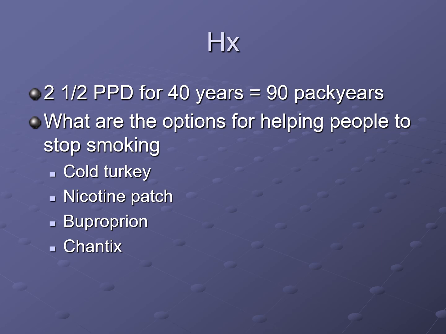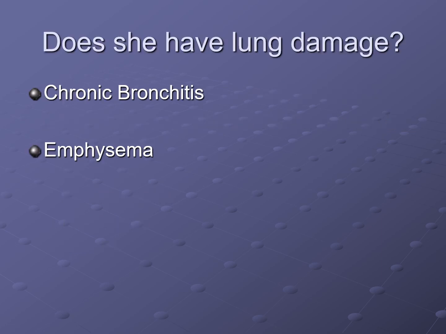Cold turkey has about a 2% success rate at 6 months to a year. Nicotine patch has about 15 to 20. Bupropion is 35 to 40, and Chantix is probably 45 to 50. So none of them are fantastic, but we definitely do have some options to help people stop smoking, which we didn't have a number of years ago.